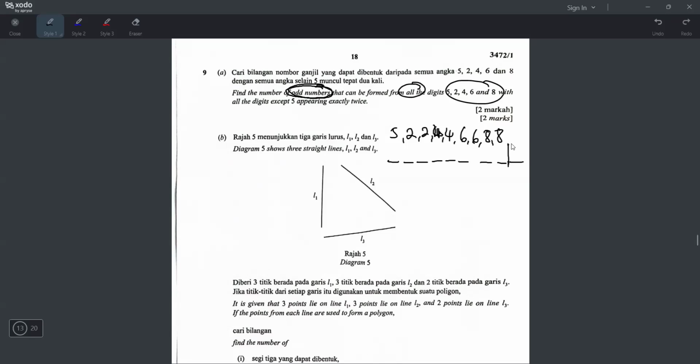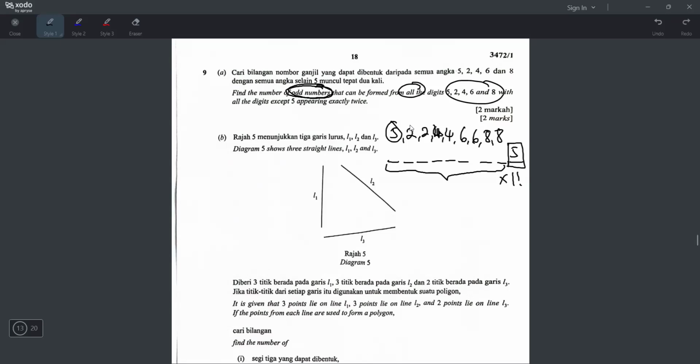That means the last digit here should be an odd number. And the only odd number in your options is 5. The rest are all even numbers. So that means the 5 can only go in the last digit. It cannot go into other places, because if it goes in another place, then your final result won't be an odd number, and that is not correct. So this will be 1P1, or you can say 1 factorial. Same thing, 1P1, 1 factorial. Okay, times with, okay, what about this?